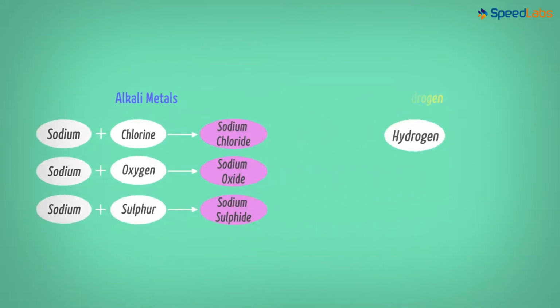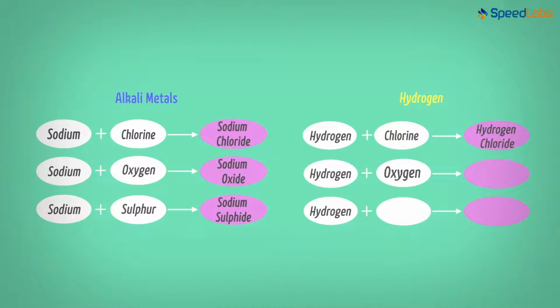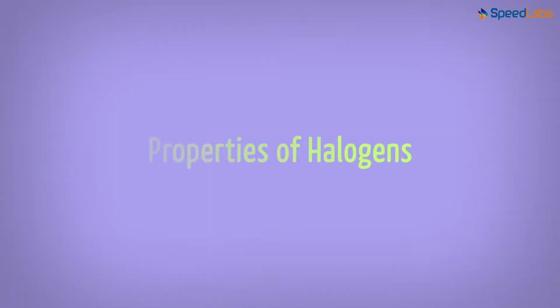And astonishingly, even hydrogen reacts with all of these. With chlorine, it forms hydrogen chloride. With oxygen, it forms water. And with sulfur, it forms hydrogen sulfide. So that means it should be placed with alkali metals, right? But wait a second. We are yet to see the properties of halogens.